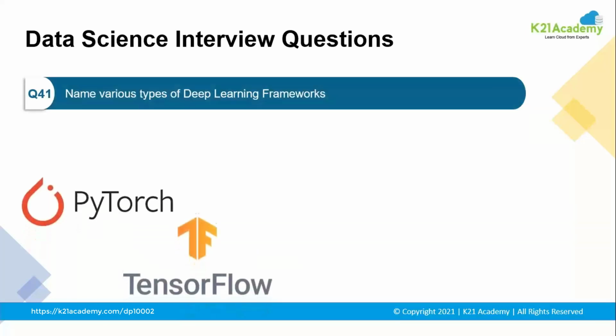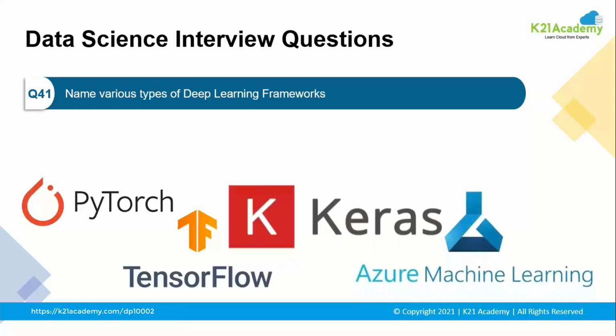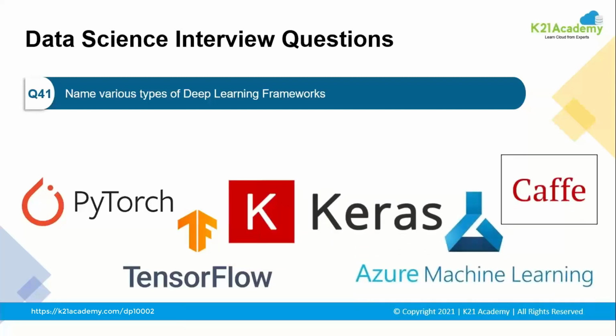Moving on to the next question, various types of frameworks that we have for deep learning. All right, so this is something very generic and very important. If you're someone who is using deep learning, you might know we use GPUs as well as CPUs. Some of the popular frameworks that we have are TensorFlow, PyTorch, Keras, and Caffe. Apart from that, if you're someone who is not from a coding background, you can also use Azure Machine Learning Platform.